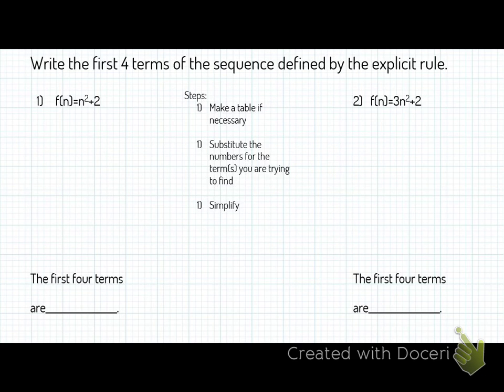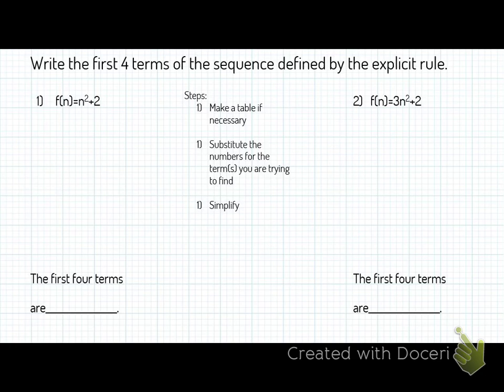Okay, here we go. Numbers 1 and 2. Just watch up here, okay? Write the first 4 terms of the sequence defined by the explicit rule. So here's a rule. Doesn't this look like a function to you? It's not f of x. What is it? f of n. Good. f of n equals n squared plus 2.